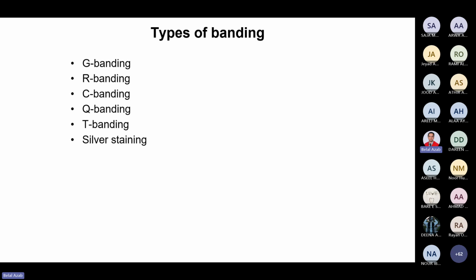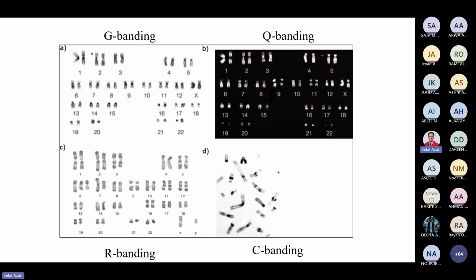Now, banding: you see there are different types of banding. There is the G banding, there is the R, there is the C, Q, T, and Silver stain. Today, we will only talk about the first two banding patterns, the G and the R banding. The C, Q, T, and Silver stain are very specialized and very rarely used in the world. So I want you to be aware of the main banding patterns. And this is how different banding patterns look.